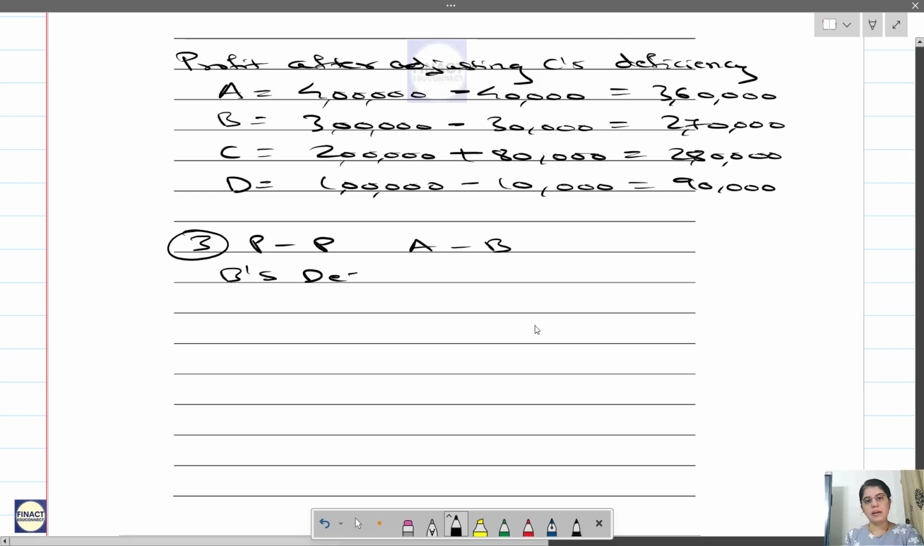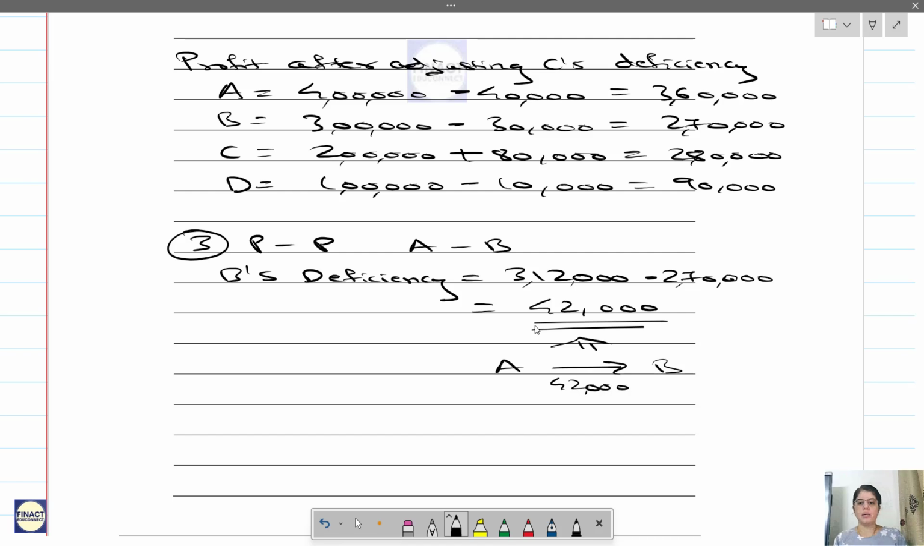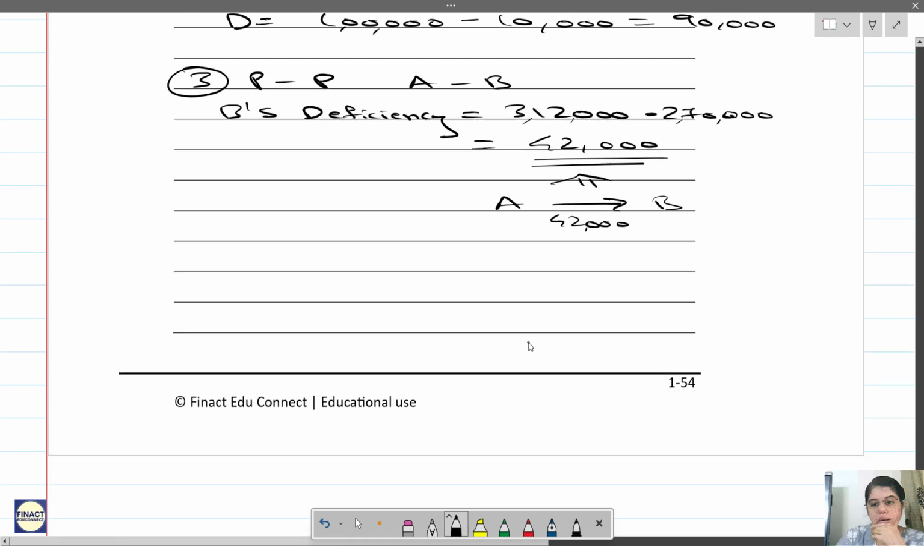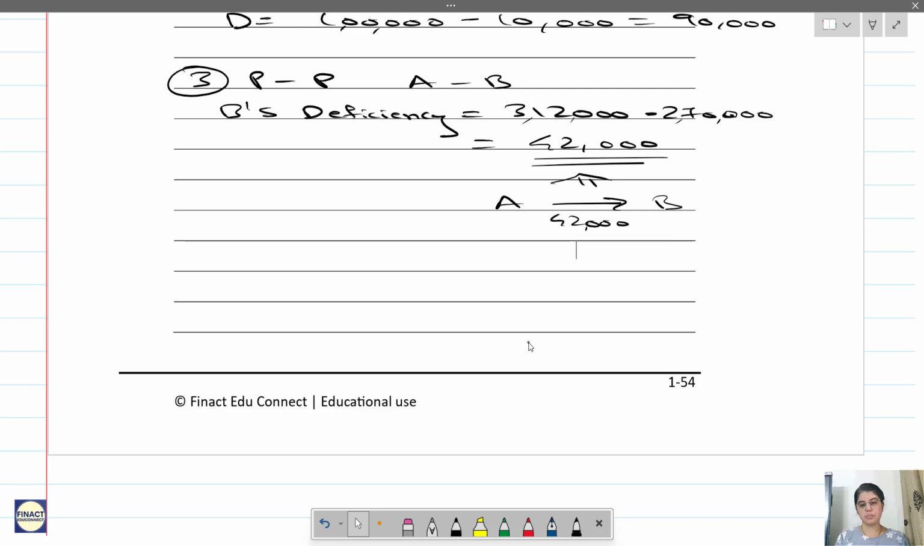Correct? So B's deficiency will be 3,12,000 is the guaranteed profit, minus 2,70,000. So that comes to 42,000. Now this 42,000 will be given by A to B. A will give this 42,000 to B. This is partner to partner. Now did you understand this clearly? Or is there a doubt? I understood, yeah. Understood.